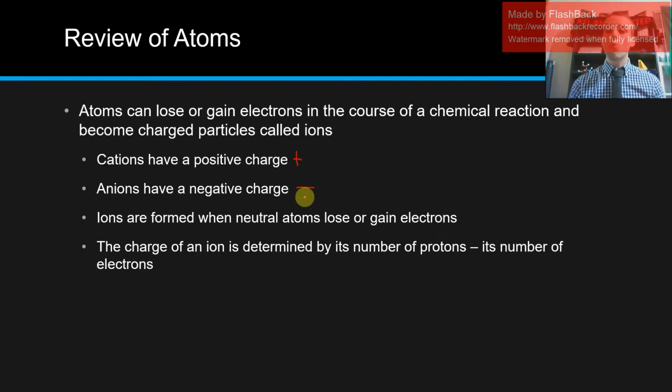So these ions are formed when neutral atoms, with a net charge of 0, lose or gain electrons. And so the charge of an ion is determined by its number of protons minus its number of electrons. And so a neutral atom is going to have an equal number of protons and neutrons. So an atom that loses an electron will have an overall positive charge, whereas an atom that gains an electron will have an overall negative charge.